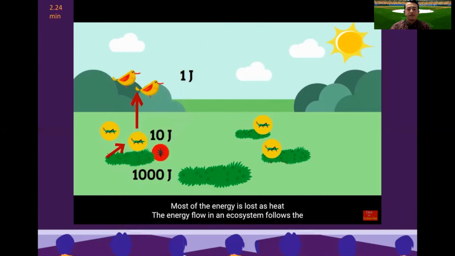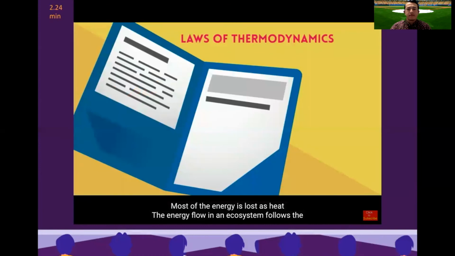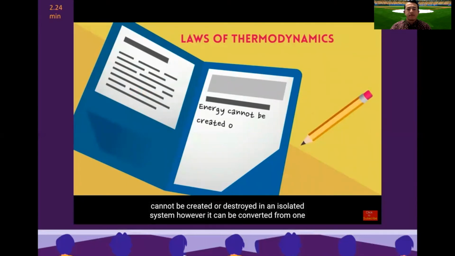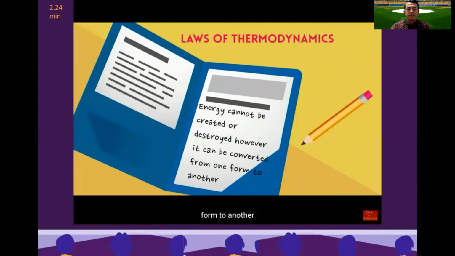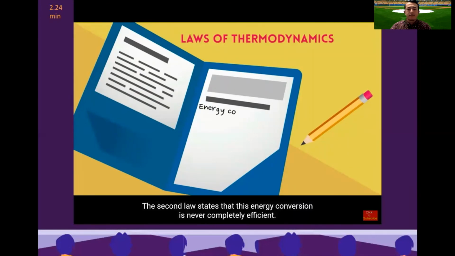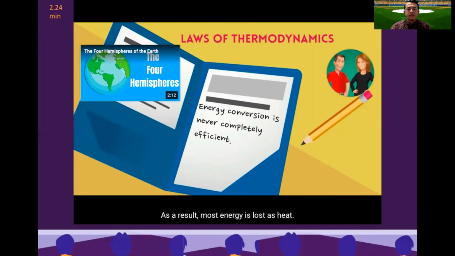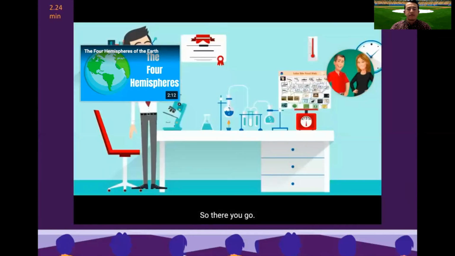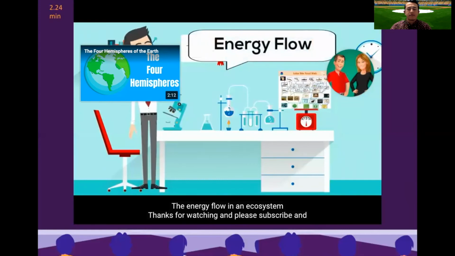The energy flow in an ecosystem follows the laws of thermodynamics. The first law states that energy cannot be created nor destroyed in a system. However, it can be converted from one form to another. The second law states that this energy conversion is never completely efficient, and as a result, most of your energy is lost as heat. So there we go, the energy flow in an ecosystem.